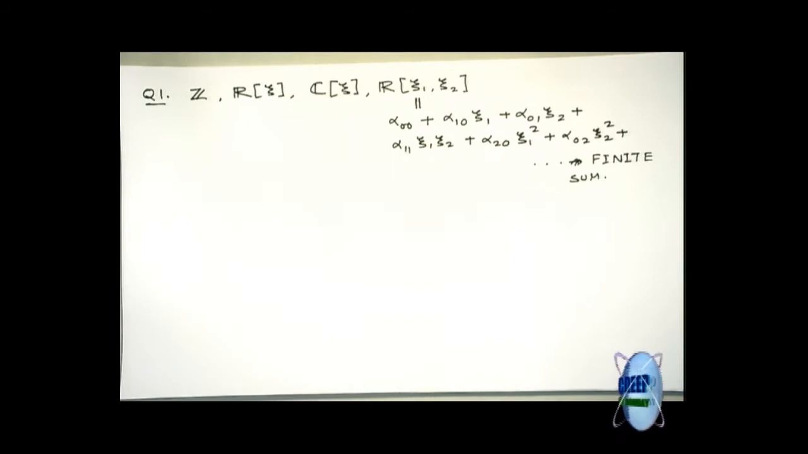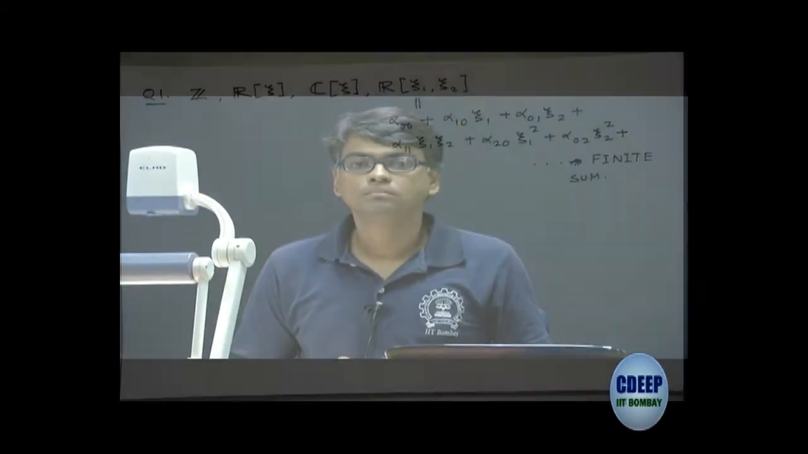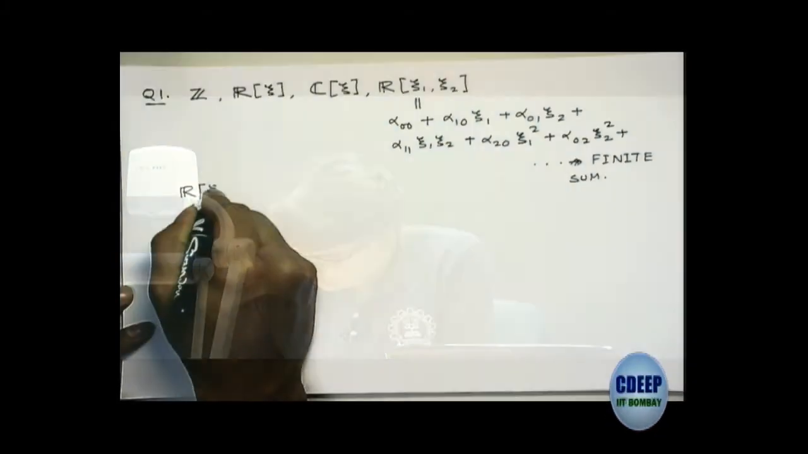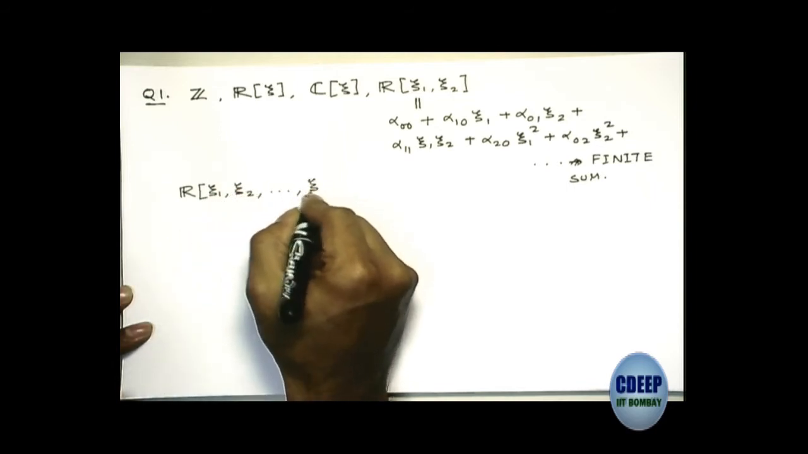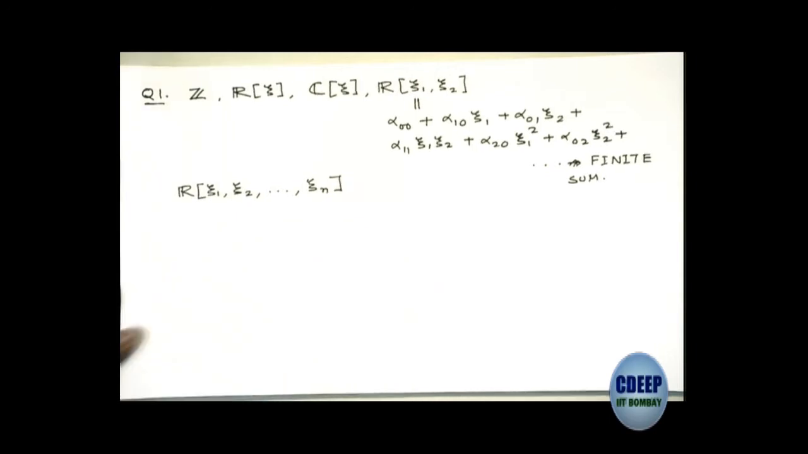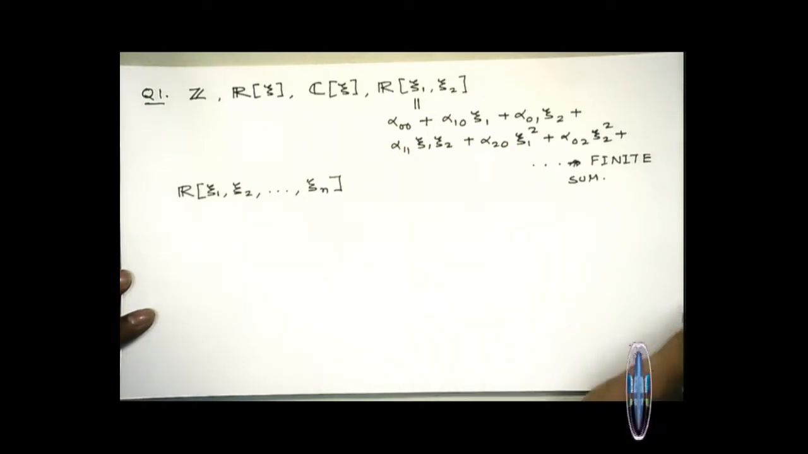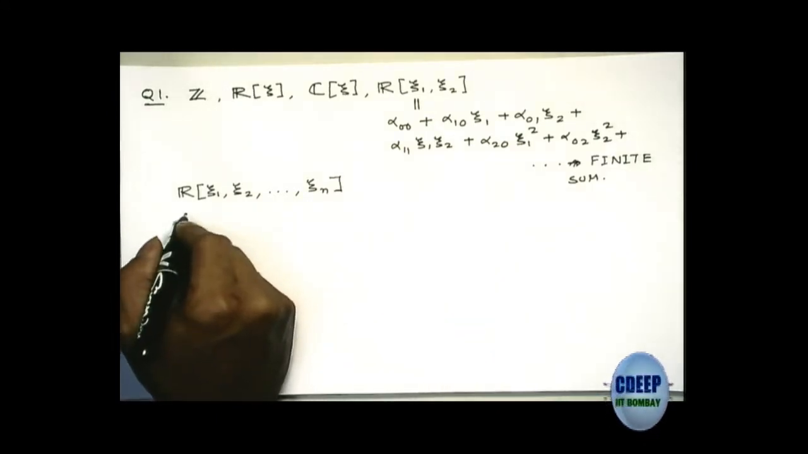You can show that you can multiply two variable polynomials, you can add two variable polynomials, you can subtract two variable polynomials. There is 0 there, there is 1 there. You can also show that R of xi 1, xi 2, up to xi n also is a commutative ring. These are very simple. It's very simple to show that these are commutative rings.